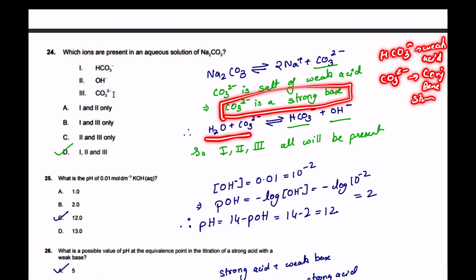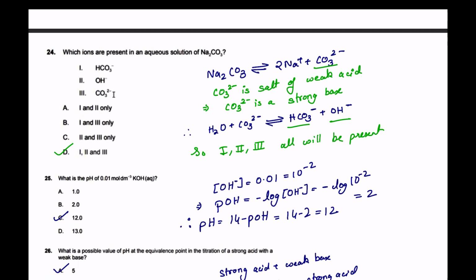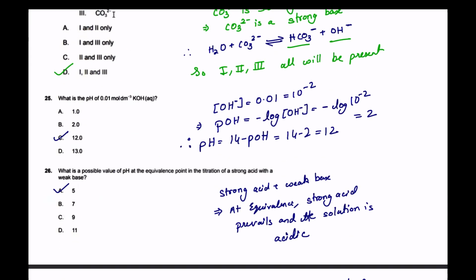So what happens if you put a strong base with water? It will extract the H+ ion from the water molecule and form HCO3-, and water will be left with OH-. So we will have HCO3- and OH-. These two ions will also be present: HCO3-, OH-, and CO3 2-. All these three ions will be present in the aqueous solution. So option D is the correct answer to this question.